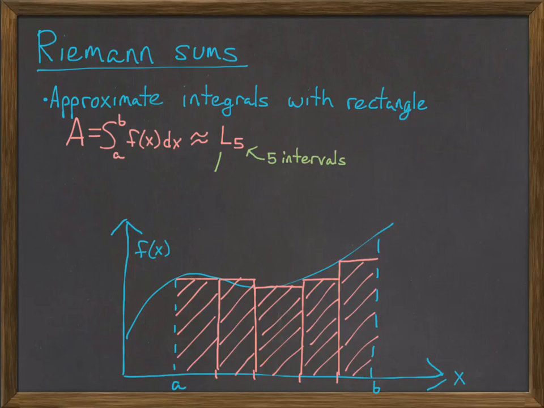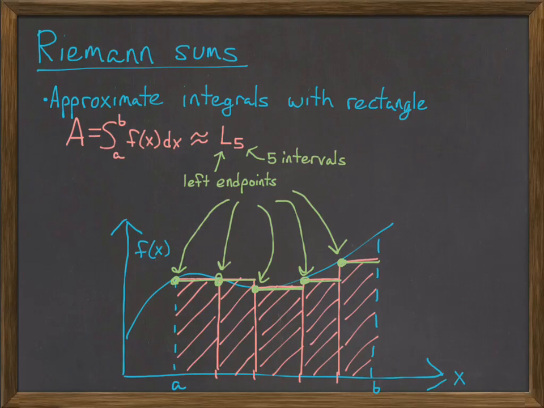The L meaning we're using the left endpoints of every interval. So we take the point on the left of the interval and draw a straight horizontal line to the other side, and that's what determines the height of our rectangles. So you could have an R5 estimate, an R2 estimate. Midpoint estimates are also possible, but we mostly focused on left and right hand estimates in terms of Riemann sums.